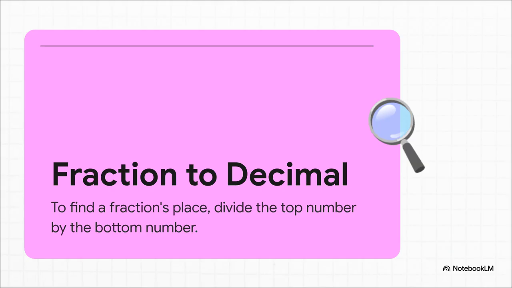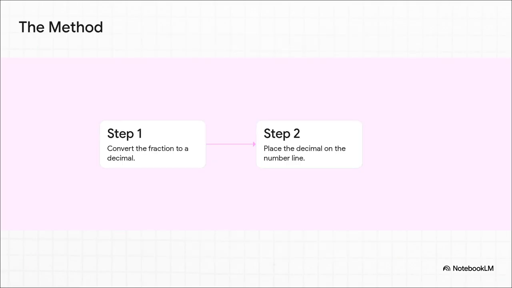To find out exactly where a fraction belongs, you just divide the top number, that's the numerator, by the bottom number, the denominator. That one simple act of division, it unlocks everything. Seriously, the entire method boils down to just 2 steps. First, you convert the fraction into its decimal form by dividing. Second, you just place that decimal on the number line. That's it. That is the whole code.